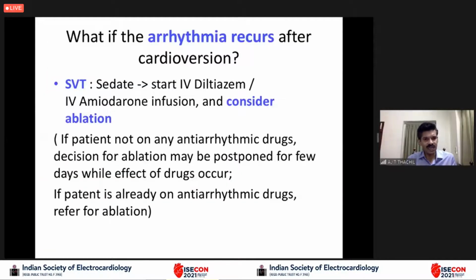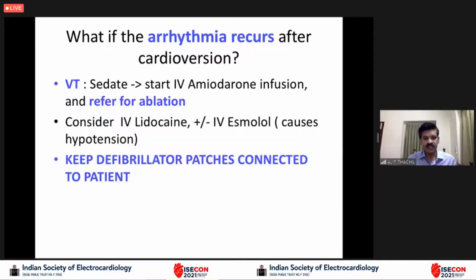What if the arrhythmia recurs? SVT, consider ablation. What if VT recurs? Refer for ablation. Please note the choice of words. SVT, consider ablation. VT, refer for ablation. Don't keep thinking, I will cardiovert again. Don't keep thinking, I will give amiodarone again. No, you might get into trouble.